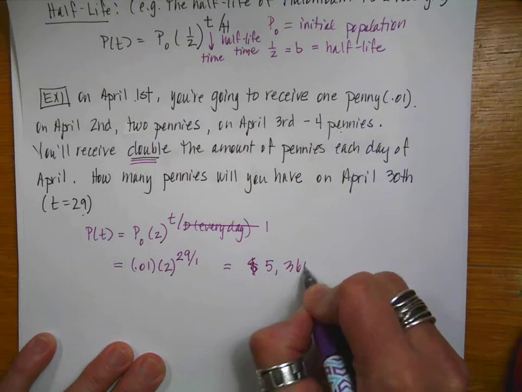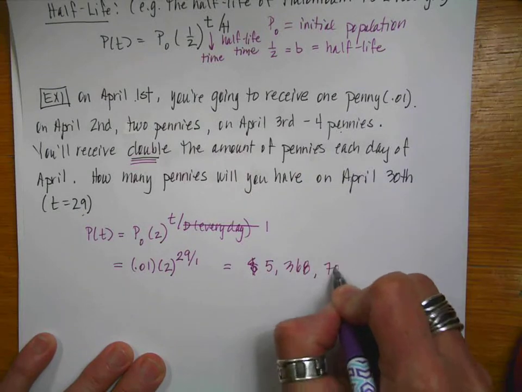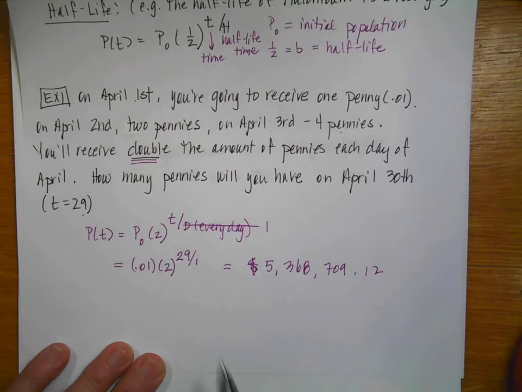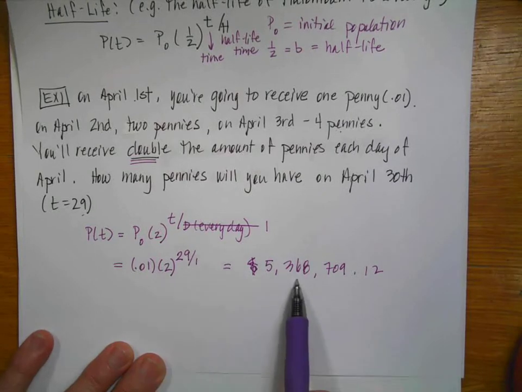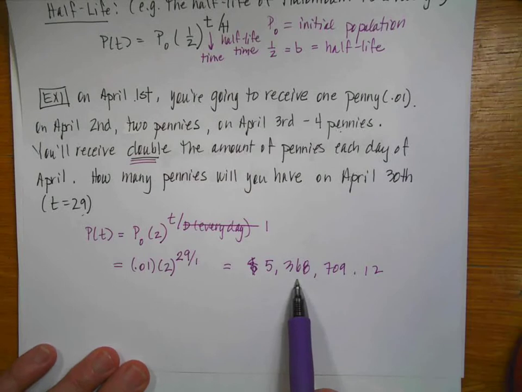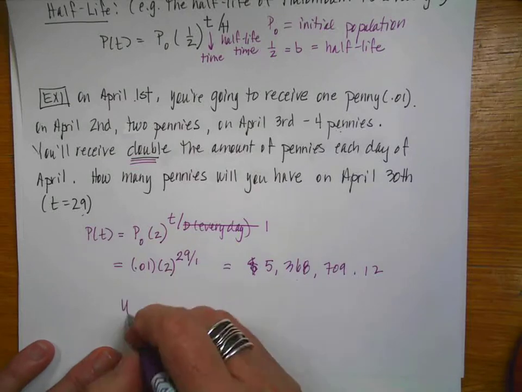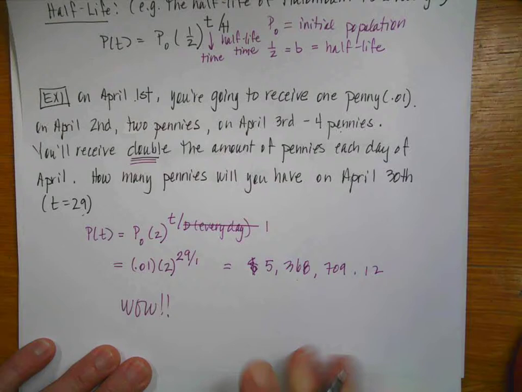And when you do that math, you're going to get a shocking number of pennies: 5,368,709.12. So at the end of 29 days, you're going to have 5,368,709 pennies. That's a lot of pennies, okay?